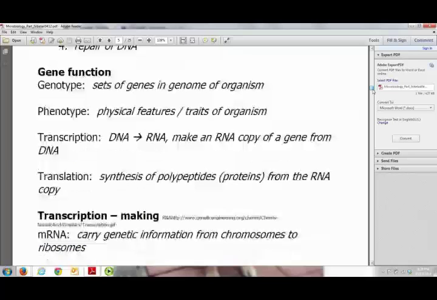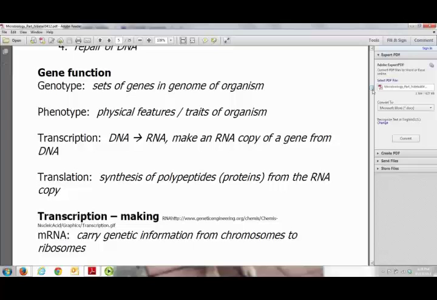When we look at gene functions, the genotype is the set of genes that is in the genome of the organism. The phenotype is going to be the physical features or traits of the organism. The genotype is the instructions that are underneath. The phenotype is what you actually will see.